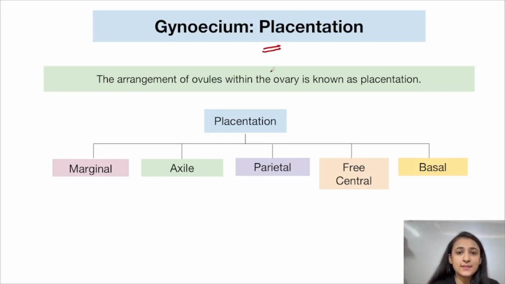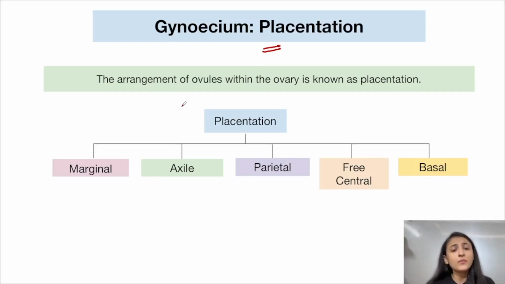Now let's come to placentation. What is placentation? The arrangement of the ovules within the ovary is of different kinds in different kinds of flowers and in different kinds of families. Each family has a characteristic placentation. Brassicaceae would have a certain kind of placentation. Fabaceae would have a certain kind of placentation. Solanaceae would have a separate kind of placentation. Liliaceae would have its own characteristic placentation. The members of the same family would have the same kind of placentation.